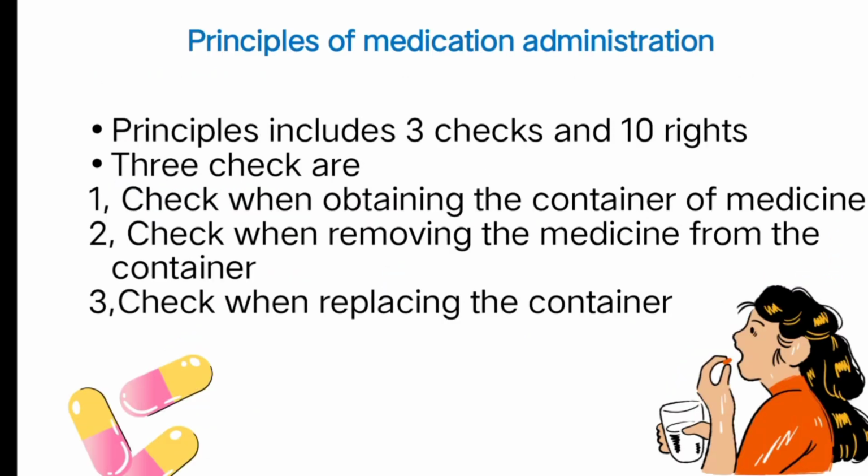So next is principles of medication administration. Principles include 3 checks and 10 rights. The 3 checks are: check when obtaining the container of medicines. So when I am taking the medications to administer, at that time I have to first check it. Next is check when removing the medicine from the container.